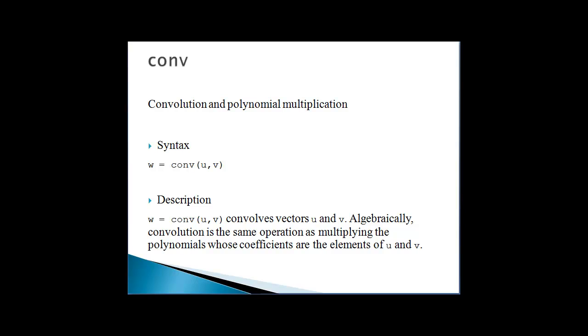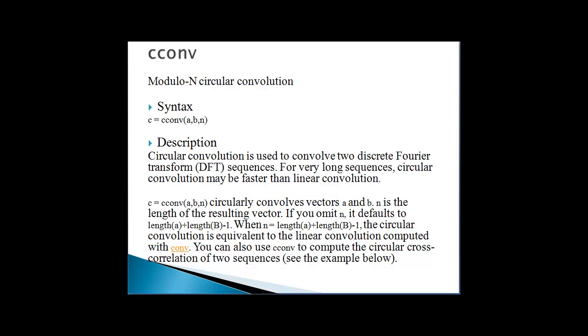Now coming towards the convolution and polynomial multiplication. The command used for convolution is conv. Okay, w equal to conv(u, v). This means that w equal to conv(u, v) convolves vectors u and v. Algebraically, convolution is the same operation as multiplying the polynomials whose coefficients are the elements of u and v. Let's see how.